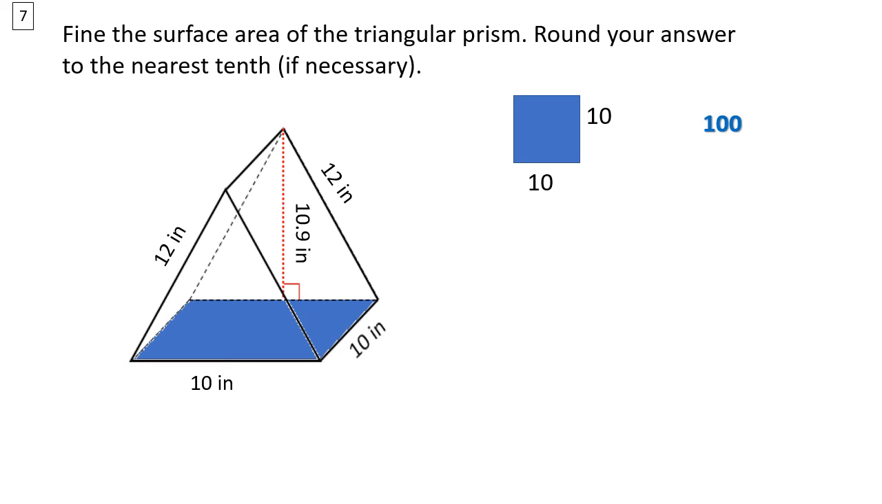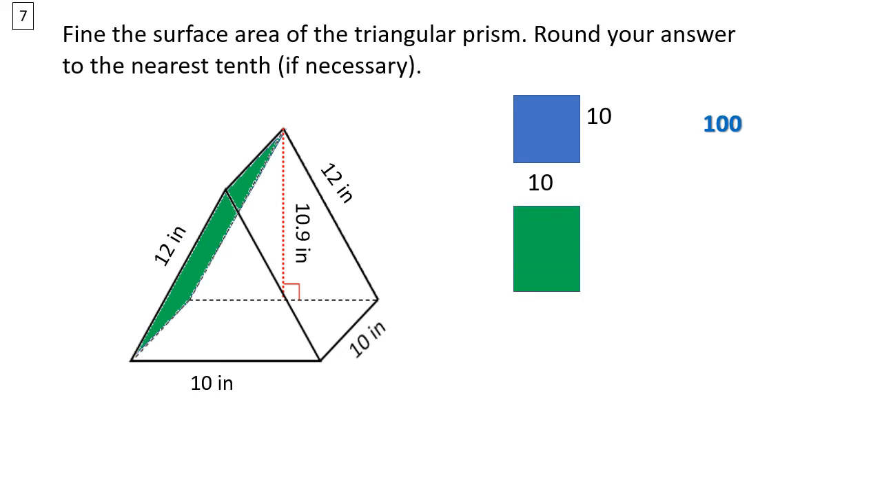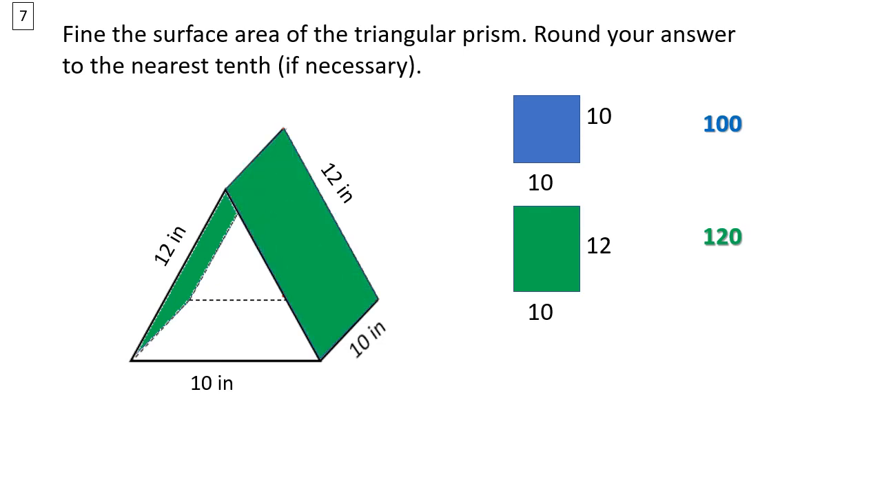What other shapes do we have here? Well, on that left side, that slanted side is going to be a rectangle, which is 10 by 12. 10 times 12 is going to give us 120. And as it turns out, that right slanted side is also a 10 by 12 rectangle, so we got 2 of those. So far we've got a square with an area of 100, 2 rectangles with an area of 120.